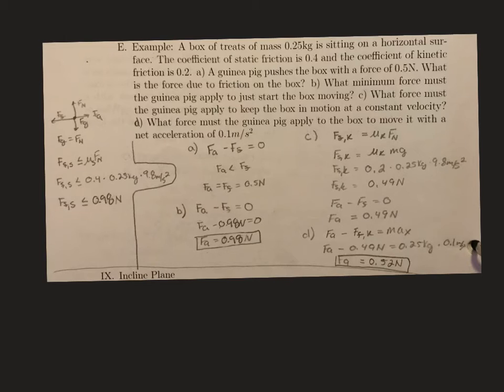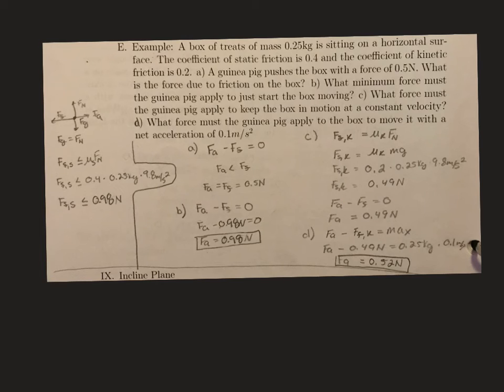In part C, we want to know what force the guinea pig must apply to keep the box in motion at constant velocity. Alright, so now the box is moving, so we've changed what type of friction we're dealing with. We switched from static to kinetic, which is why here I'm recalculating my force due to friction. So force due to kinetic friction equals the coefficient of kinetic friction times the force normal. So I'm going to take 0.2 times the mass times our gravitational field strength to get 0.49 newtons.